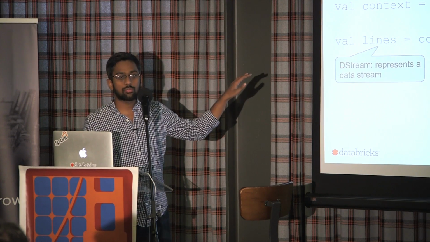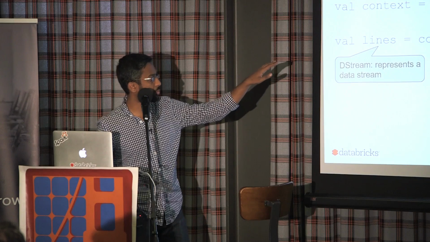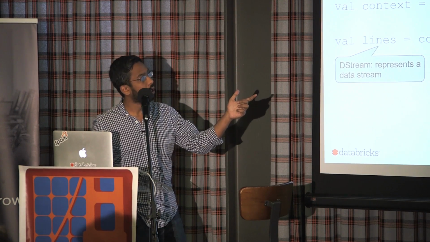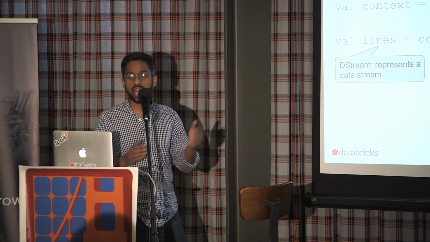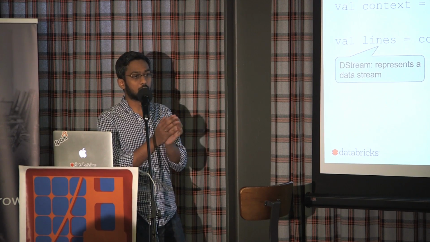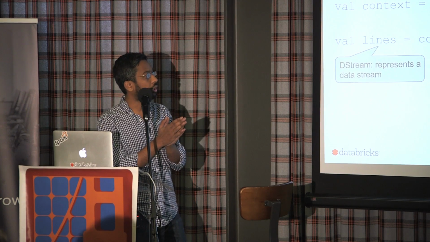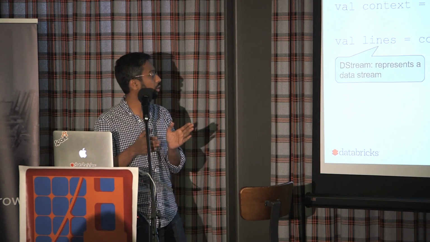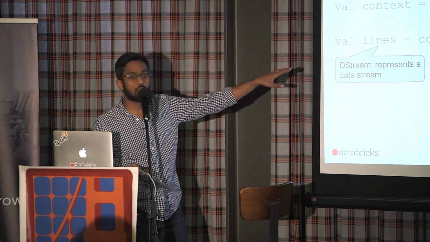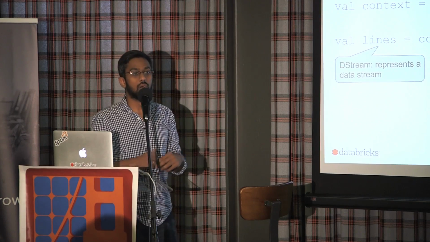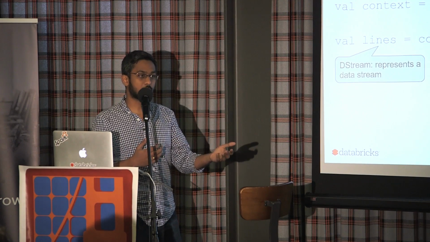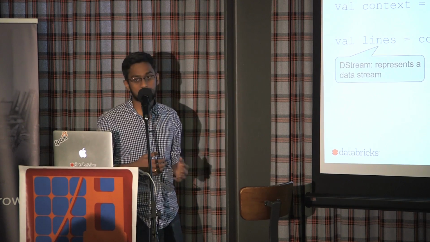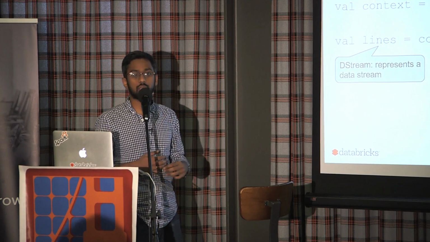The entry point for a streaming job is the streaming context, and you can create a streaming context by providing a batch interval as the parameter. Batch interval is the unit of time that Spark streaming uses to chop the data into batches, basically. Once you have a context, now you can provide a receiver, or you can specify the source information to say where the stream is coming from. In this case, it's a simple socket text stream. And what you get back is the DStream.